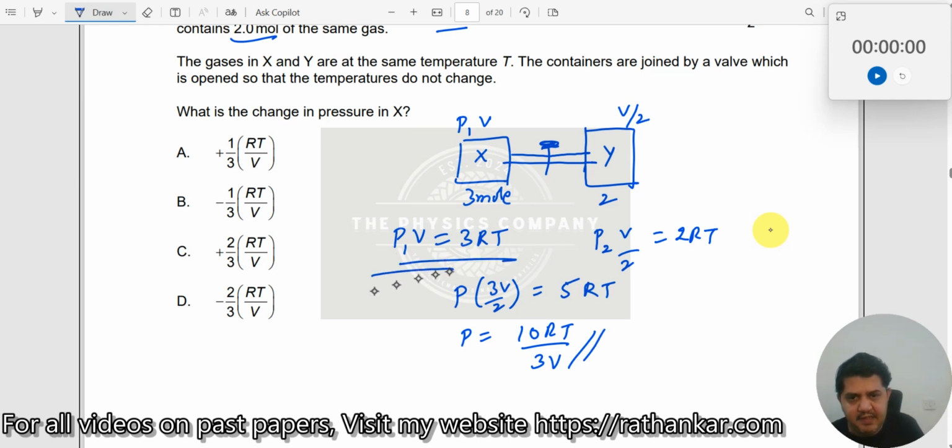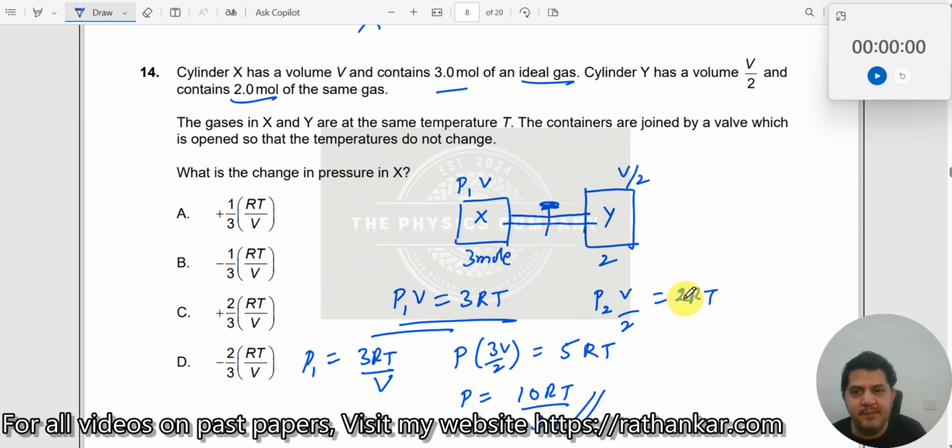In a similar way, here also I can write P1 is equal to 3 RT divided by V. Are we doing it rightly? 2 5s are 10, 3V. Yeah, right. Now what is being asked? What is the change in pressure in X? Of course, P2 will also change, but we want only this P1.